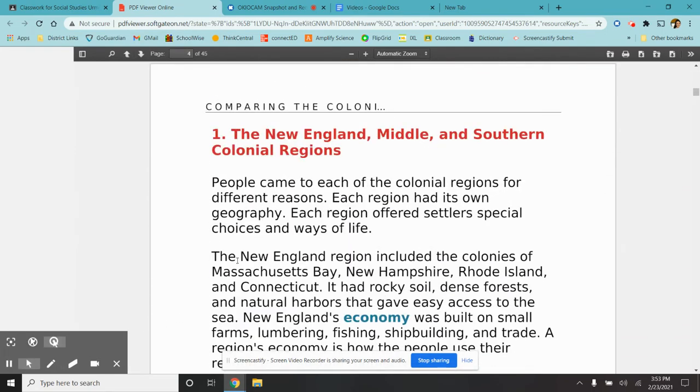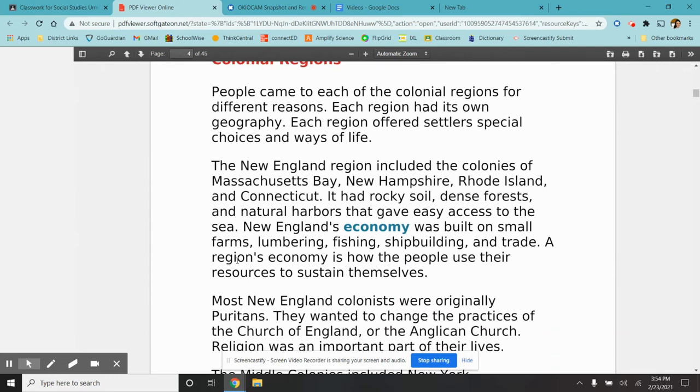So the New England, Middle, and Southern colonial regions. People came to each of the colonial regions for different reasons. Each region had its own geography. Each region offered settlers special choices and ways of life. The New England region included the colonies of Massachusetts Bay, New Hampshire, Rhode Island, and Connecticut. It had rocky soil, dense forests, and natural harbors that gave easy access to the sea.